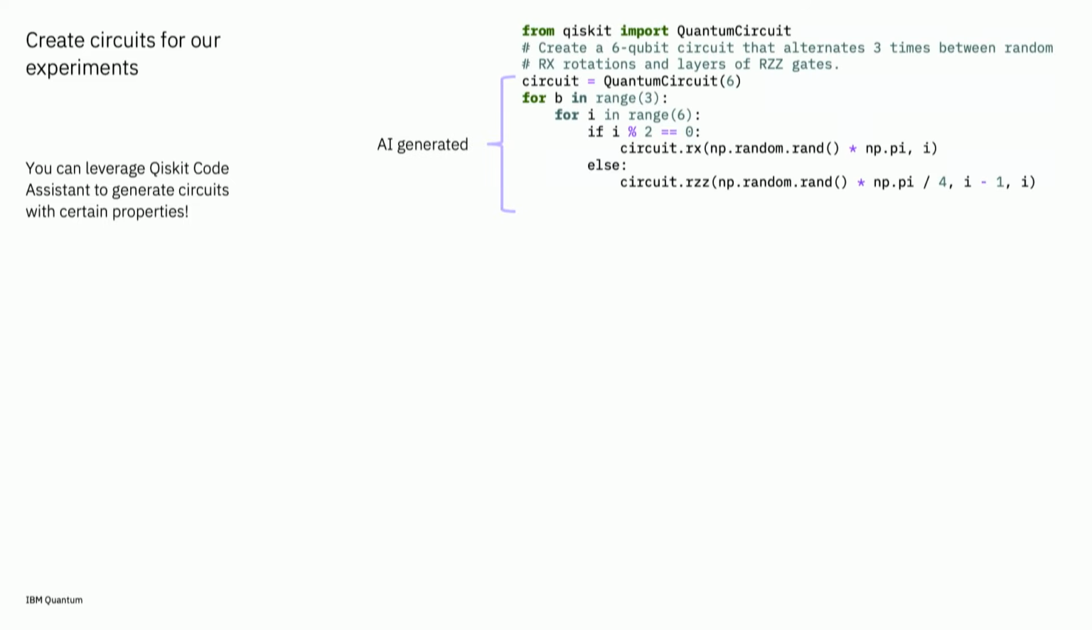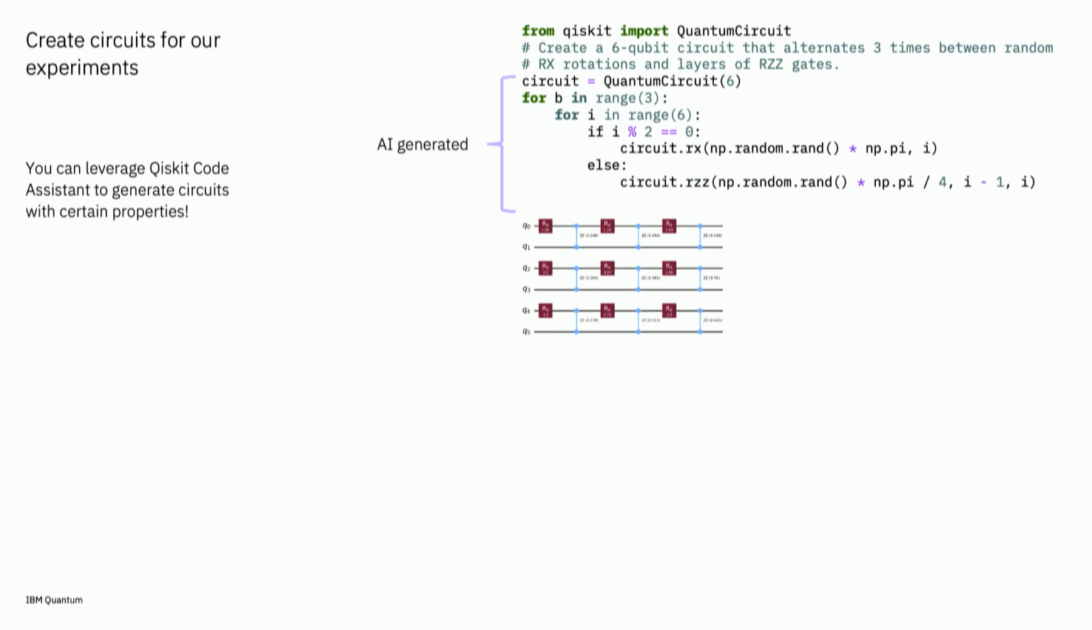OK, so I'm going to show you now a series of small experiments that we did and that illustrate how you can use NEAT in your day-to-day work. First, we needed some circuits, and for that, we leveraged the Qiskit Code Assistant to generate circuits that had certain properties. We imported the QuantumCircuit class from Qiskit, and we wrote this prompt: we wanted a six-qubit circuit interleaving Rx rotations and layers of RZZ. We gave the Qiskit Code Assistant this prompt, and it output this code. Then we plotted the circuit, and we indeed see that it followed what we asked.